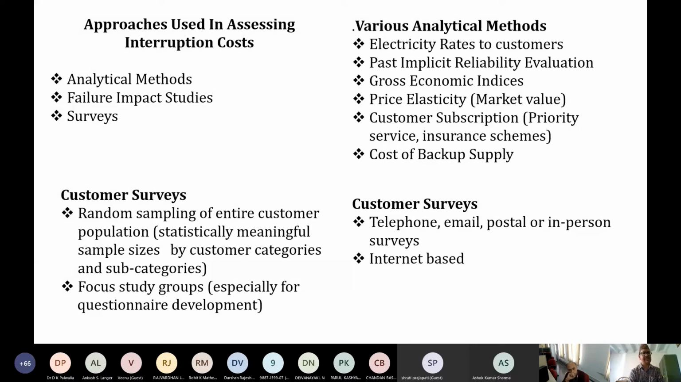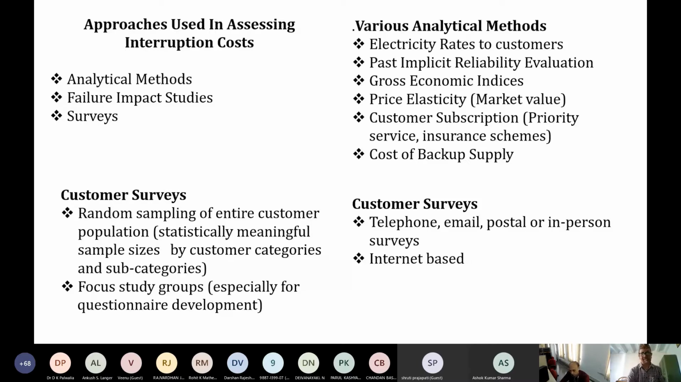So how is it done? Random sampling of the entire customer population, with statistically meaningful sample sizes by customer categories and subcategories. So if we have different customer categories, then all of them must have statistically meaningful representation in the total customer survey size. Okay, focus study group, especially for customer questionnaire development, because when developing a questionnaire, it is very important to include all the issues that may arise during the customer survey.